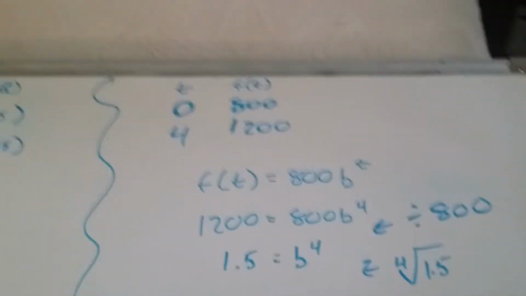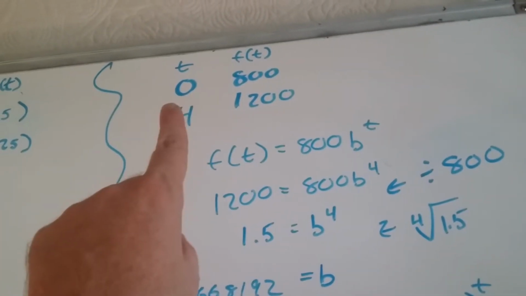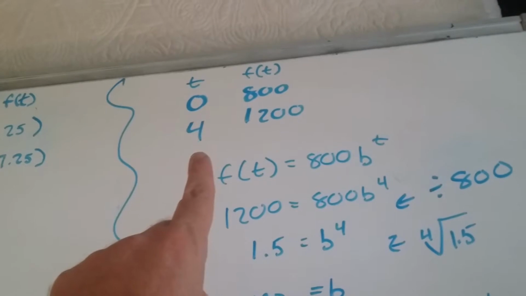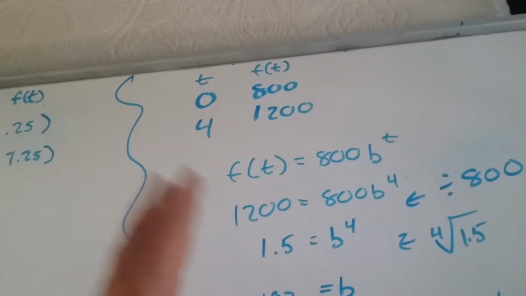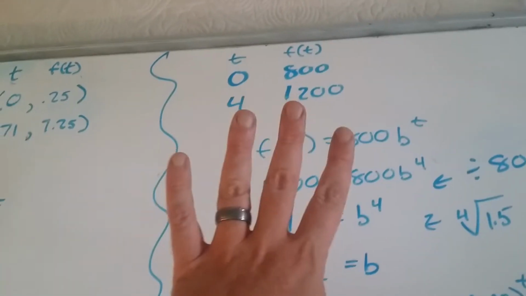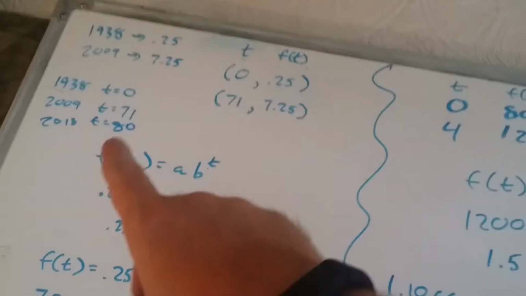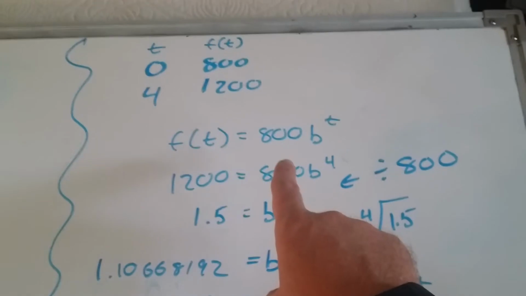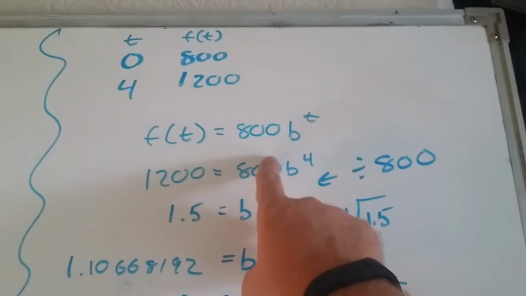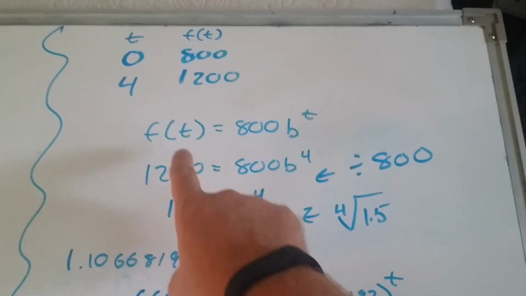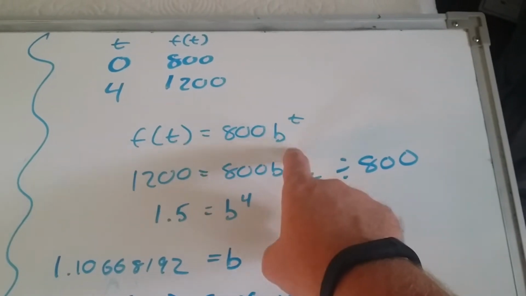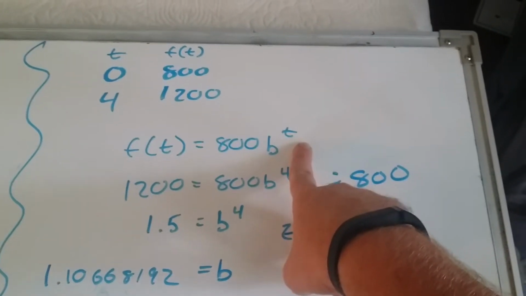I thought it was a little bit easier, but that's just me. It's pretty much the same situation. They gave you 2 points. They said at time 0, you had 800 bacteria. At time 4, you had 1,200 bacteria. If you ever get a bacteria problem and you're not sure what it is, it's almost always exponential growth. For the same reason we said over here with the 0, 800 is going to be your a value. So f of t is equal to 800 times b to the t power. We still got to find b.